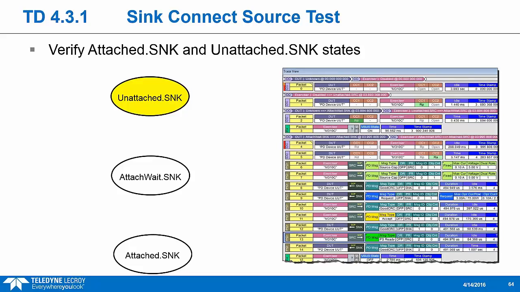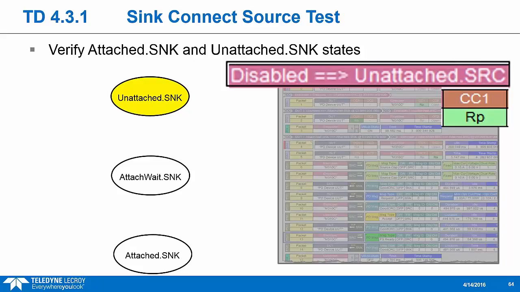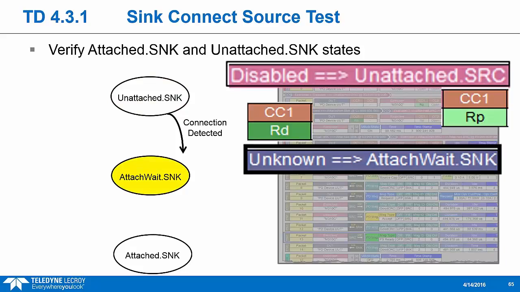from the point the tester presents Rp, he's in the unattached source state. The latest release of the analyzer software shows these transitions, time-stamped within the trace. So as soon as the DUT presents Rd, he's actually entered the attached wait state. He needs to stay in this state for tCCDebounce, which is a minimum of 100 milliseconds. But then within 200 milliseconds, he needs to transition to the attached sink state. So that's, again, a range, 100 minimum, 200 maximum.